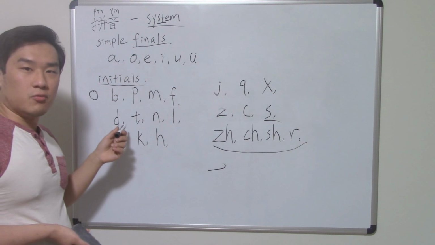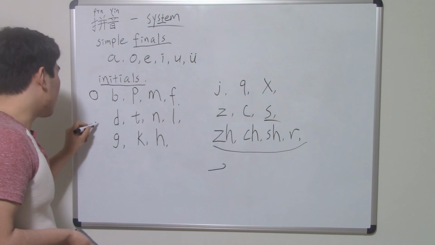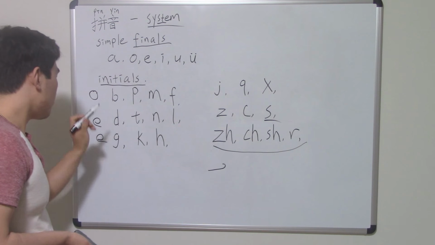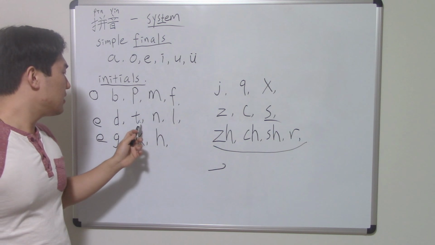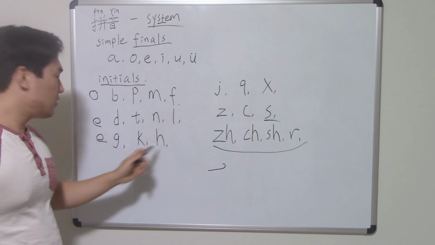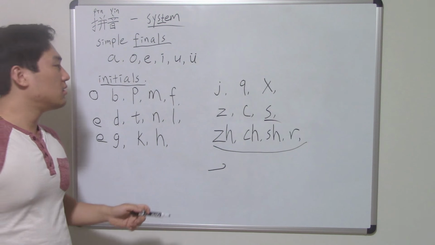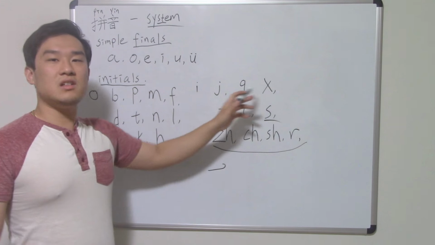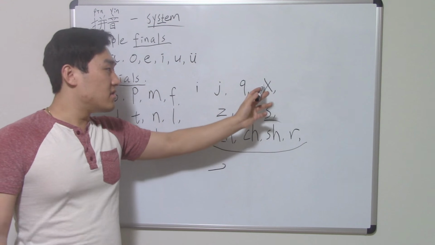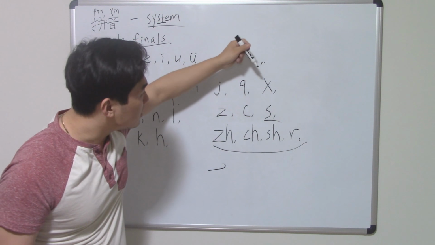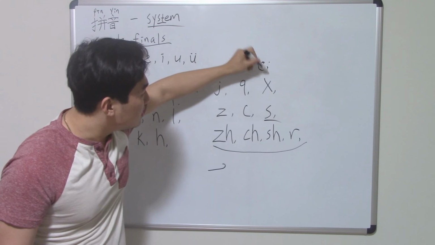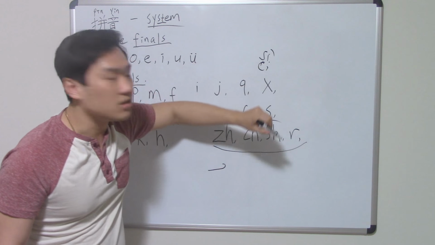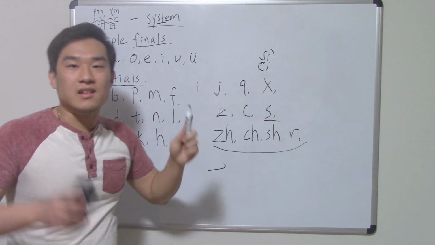And then these ones are with an "e" sound: d, t, n, l. G, k, h. Okay, and then these ones will be with kind of an "i" sound. So ji, chi, xi. This one is like a "ci" kind of sound, like you say cici, or like a Spanish c, right? Whatever, kind of like xi.